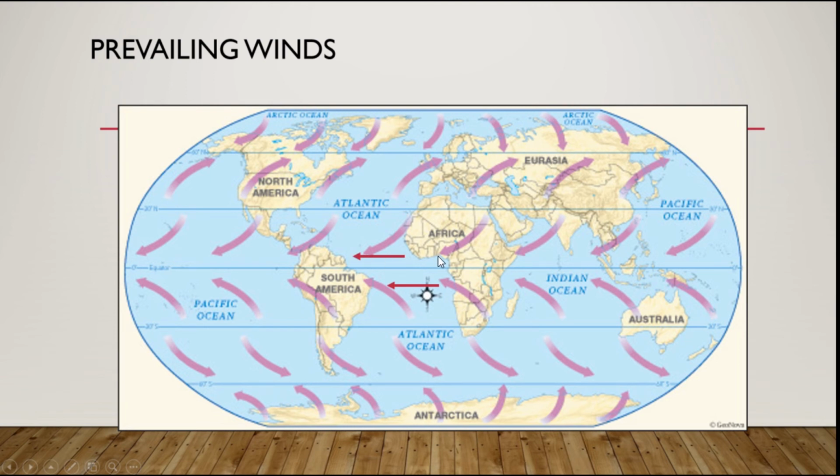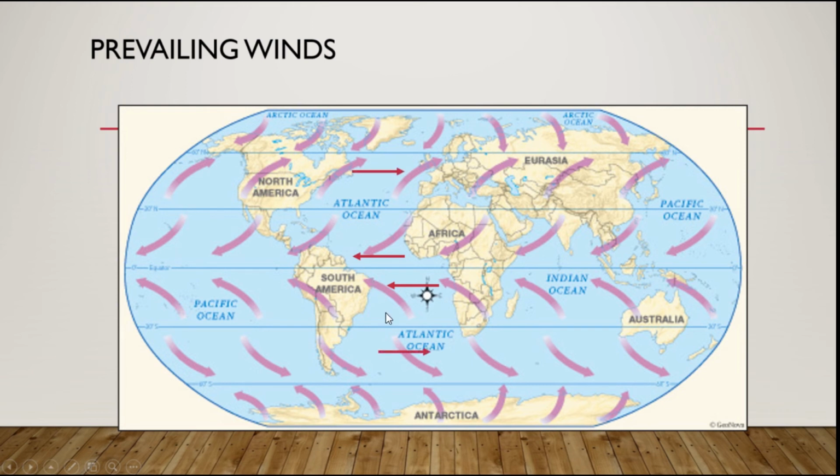Trade winds transport the warm and saline water from the eastern part of the oceans, that is, from the western margin of the continents towards the eastern margin of the continents, which in turn raises the degree of salinity in the eastern margins of the continents or the western part of the oceans.